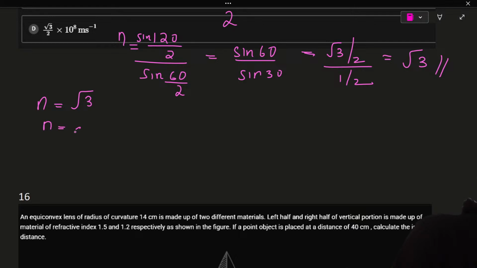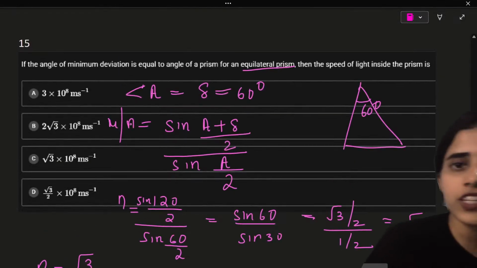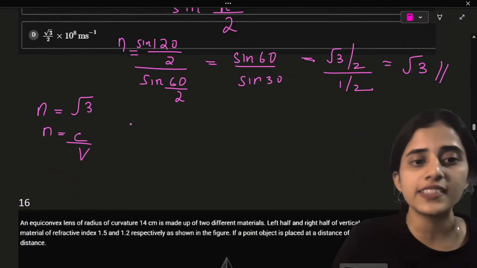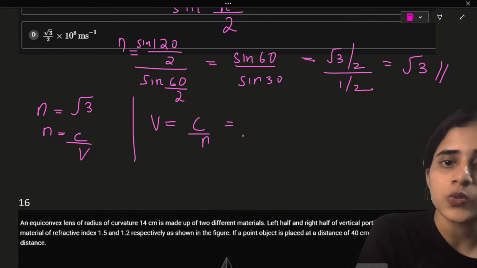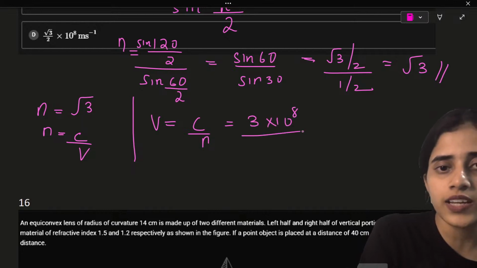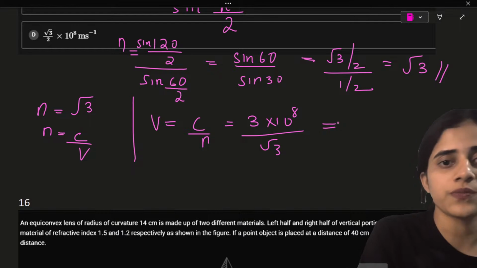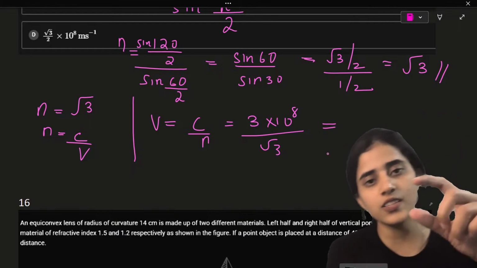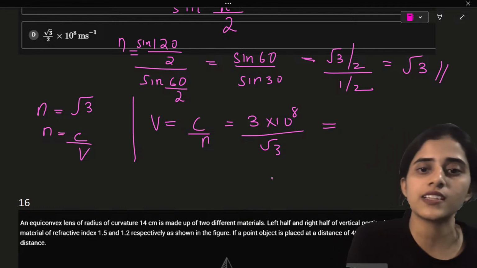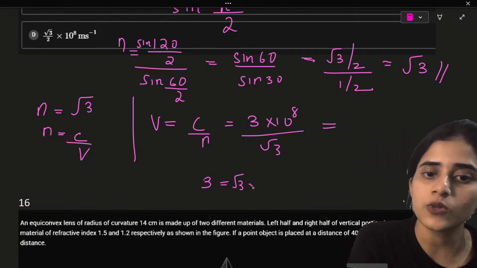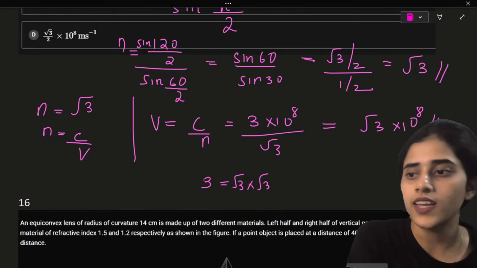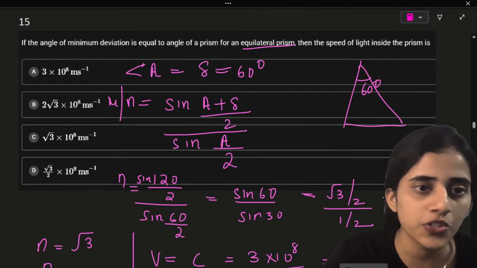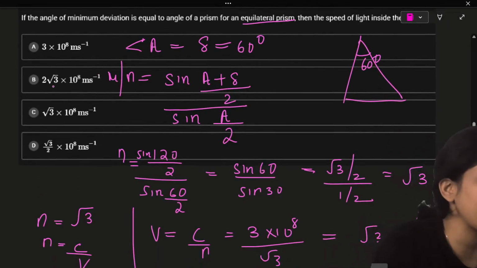n is also equal to c by v. So now I have to find out v, right? What was the question? You have to find the speed of light inside the prism. So v is equal to c by n, which is 3 into 10 raised to 8 by root 3. 3 is root 3 into root 3, so root 3 cancels. So this would be root 3 into 10 raised to 8. Where is that option? Yeah, option C.